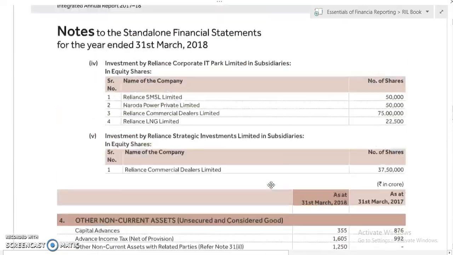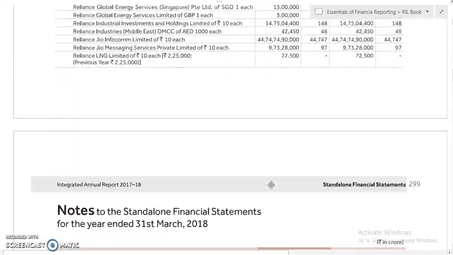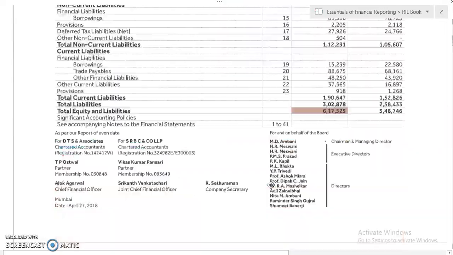Now, these were all about the assets. In the next video we will be looking at liabilities.